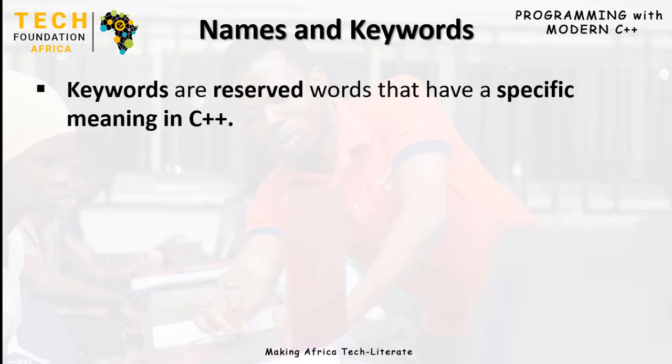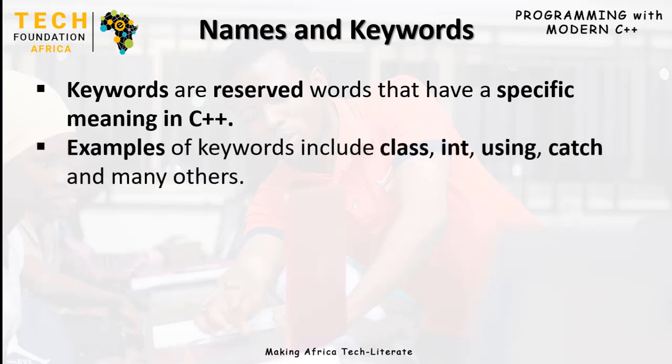The other thing I want to talk about is keywords. Now keywords are reserved words that have specific meaning in C++. This means that you must not use them for any other purpose. Examples of keywords include the words class, int, using, include, catch, and many others.